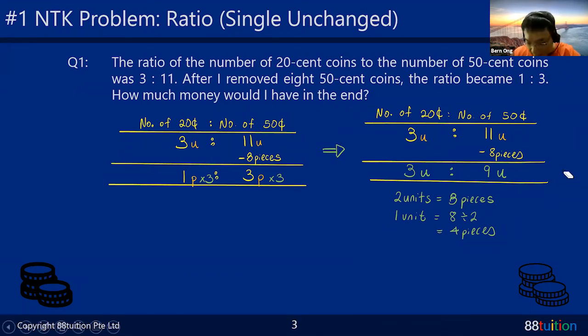So at the end of the day, can I just simplify 12 units? You cannot simplify 12 units. So what must you do? Careful. So the 3 units for the 20 cent means what? Go and find 3 units first.